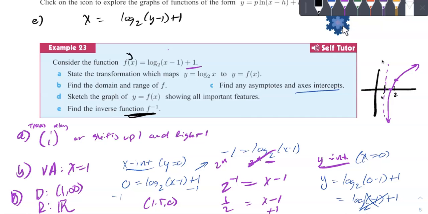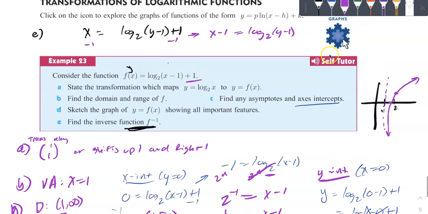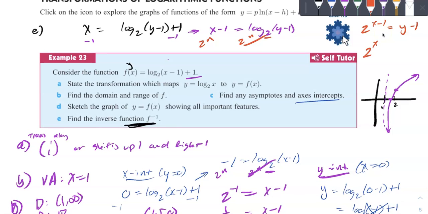Okay, let's solve the inverse. So subtract 1 from both sides. Got to solve for y here. x minus 1 equals log base 2 of y minus 1. Now remember, the way you get rid of a log is you take the base of both sides. So we're going to take 2 to both sides. This cancels and we get 2 to the x minus 1 equals y minus 1. And then we just add 1 to both sides. 2 to the x minus 1 plus 1 equals y. Like that.